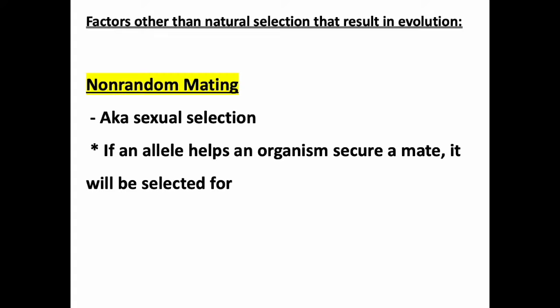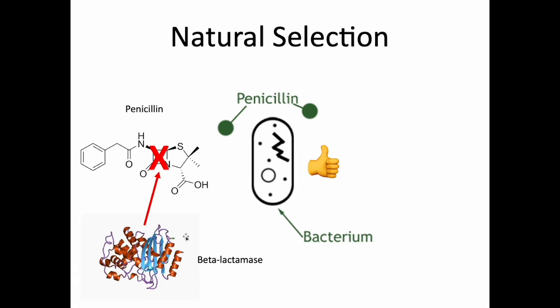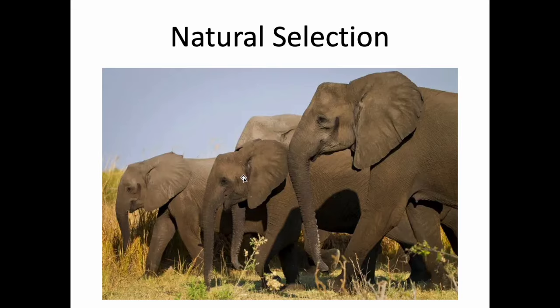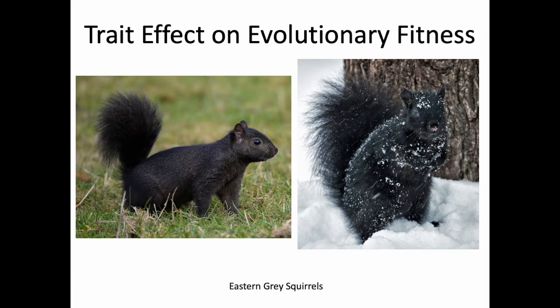So to zip back to some of our other examples of natural selection, this was an allele that helped with survival, surviving the effects of penicillin. This allele helped with survival. They didn't get poached because they weren't attractive targets for that. This helped with survival, bottling in heat, absorbing more heat, surviving those cold winters. But remember, evolution is about survival and reproduction.